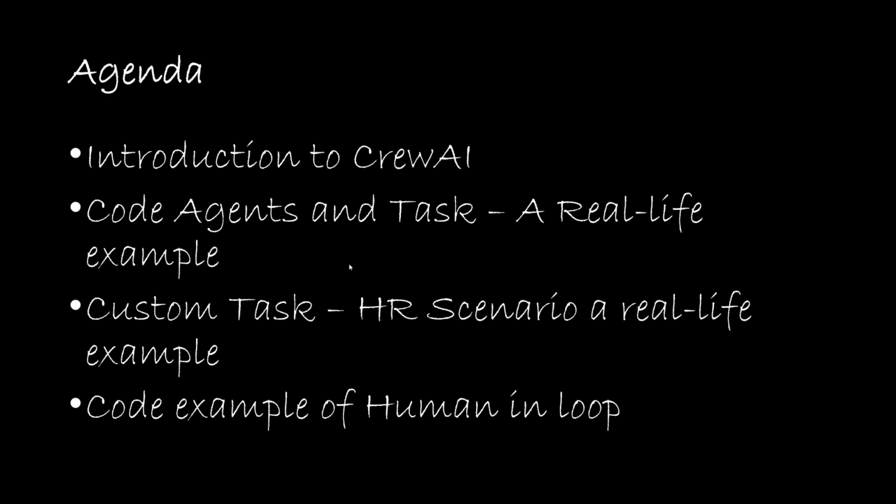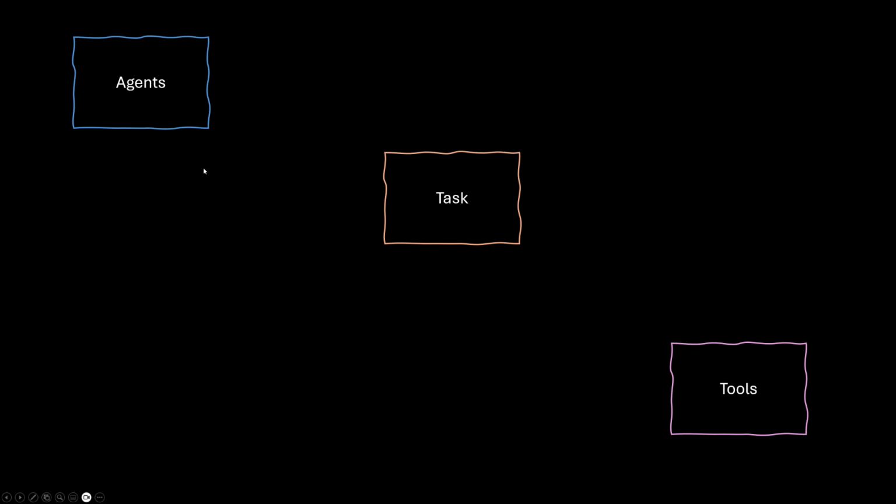So before we drill down into the code, let's talk about some of the building blocks of CrewAI. So it has three main components: agents, task, and tools. So I'd like you to understand the theory behind these agents and task and tool. So when you look at the code, you will understand how you can manipulate these three things to build a useful program. So what is agents?